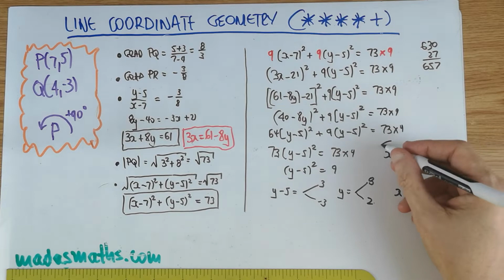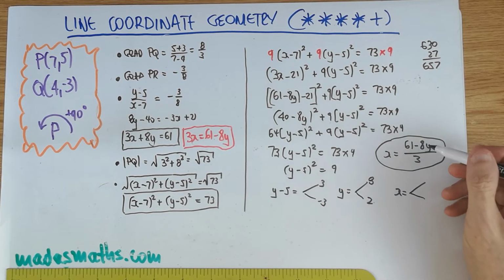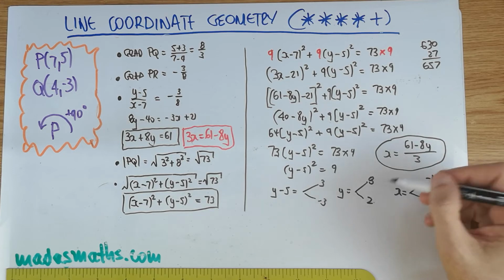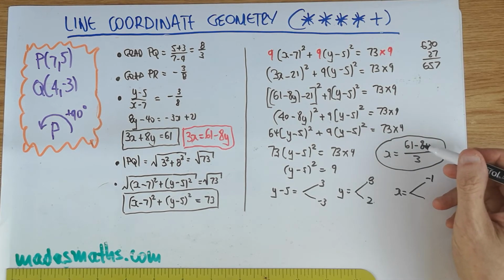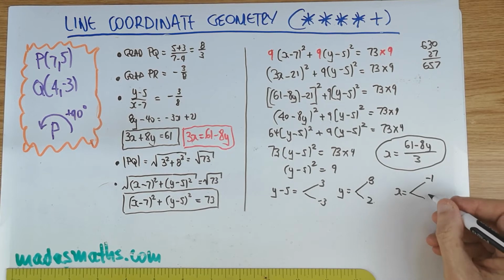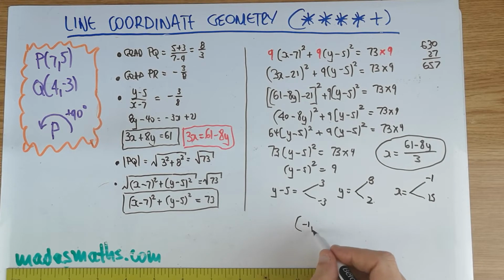And my x, remember the x was (61 minus 8y) divided by 3. I'm going to write it like that so it's in front of me so I can get the corresponding values of x. 8 times 8 is 64, 61 minus 64 is minus 3, divided by 3 is minus 1. And if we put in 2, 8 times 2 is 16, 61 take away 16 is 45, divided by 3 is 15.